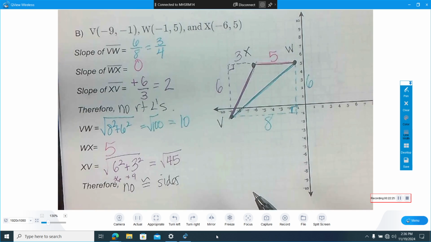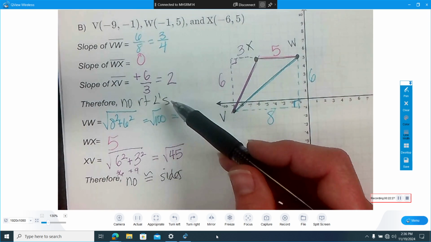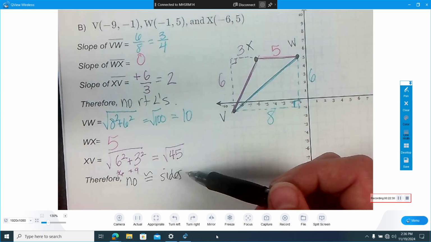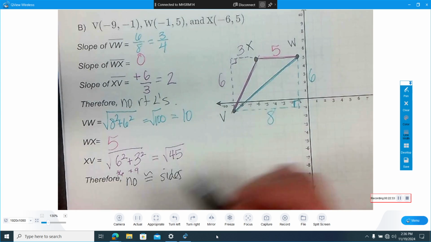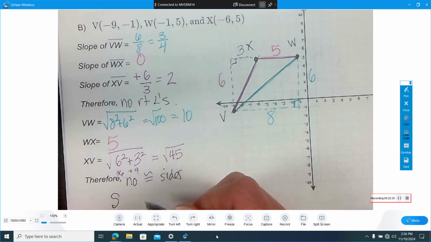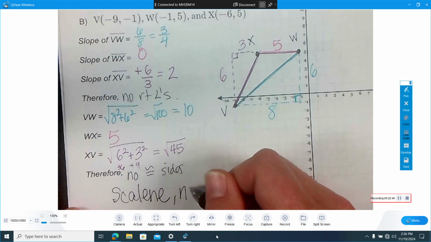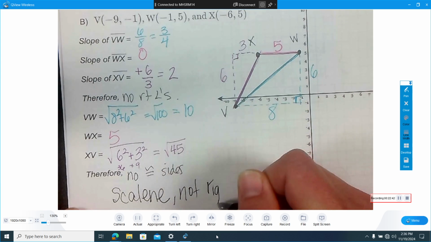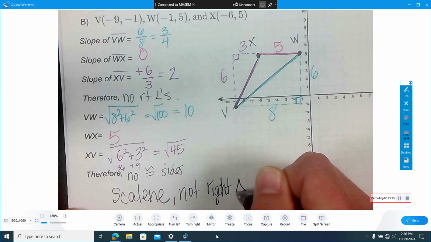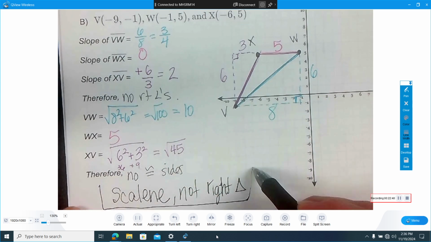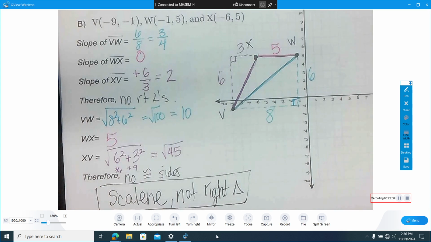Okay. All right, we have no right angles. We have no congruent sides. What kind of triangle has no congruent side? Scalene. And not right. Triangle. We haven't proven obtuse. We have proven that it is not a right triangle. We have to do some more math to prove that that's an obtuse angle. We can assume it. We can look at a picture and say, hey, it looks obtuse, but we haven't proven it, which is a different thing.